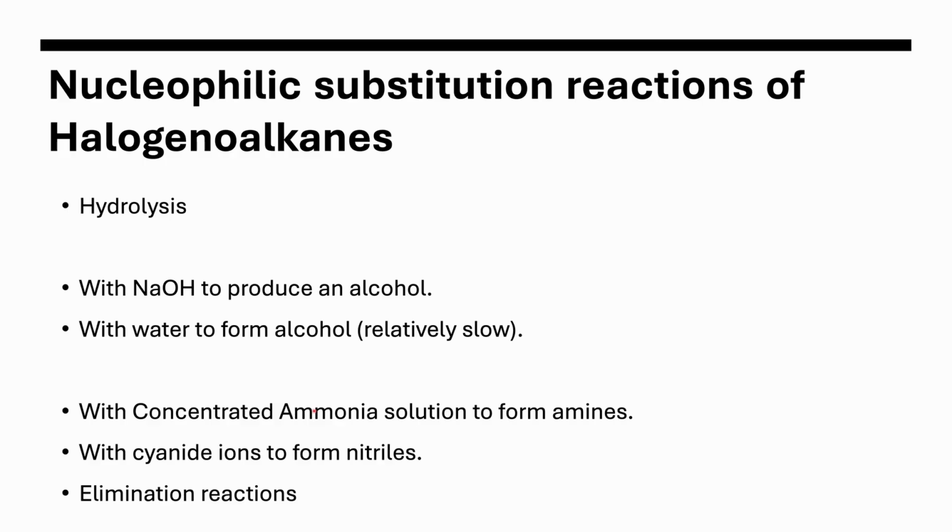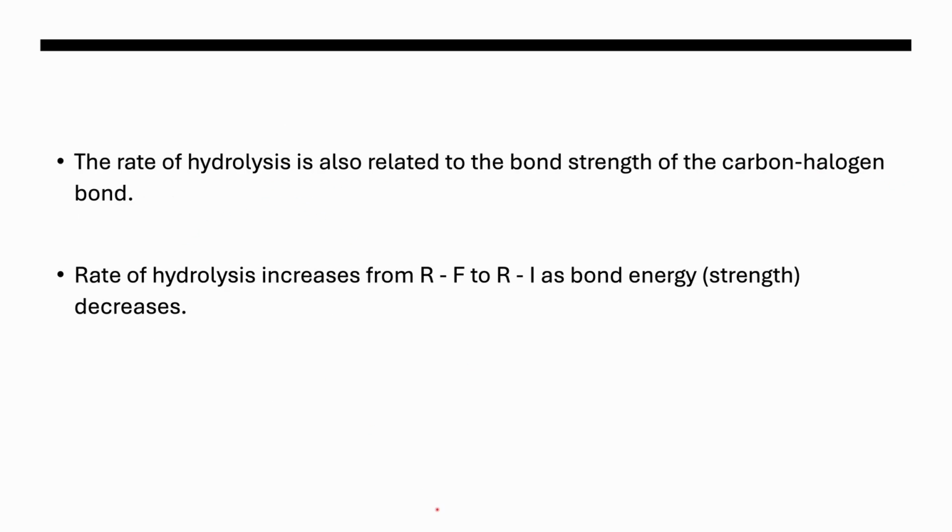Reaction with concentrated ammonia is going to produce your amines, you produce your nitriles from your cyanides, and there are elimination reactions. In regards to your rate of hydrolysis, this is also related to your bond strength. So this is looking at the bond between your carbon and the respective halogen. As you should remember from your unit 1, your bond strength relates to your bond length. The longer the bond, the weaker the bond, the less energy required to break that bond. The shorter your bond, the stronger your bond, and the more energy required to break that bond.